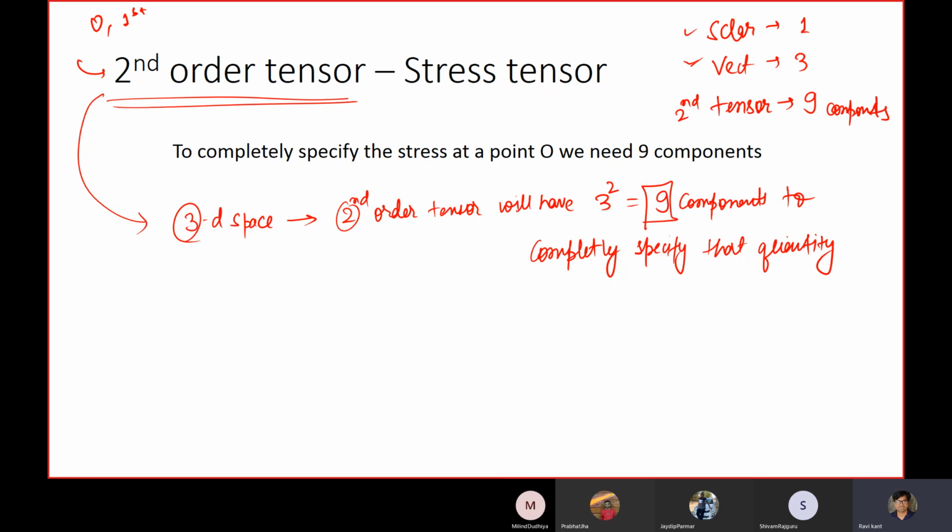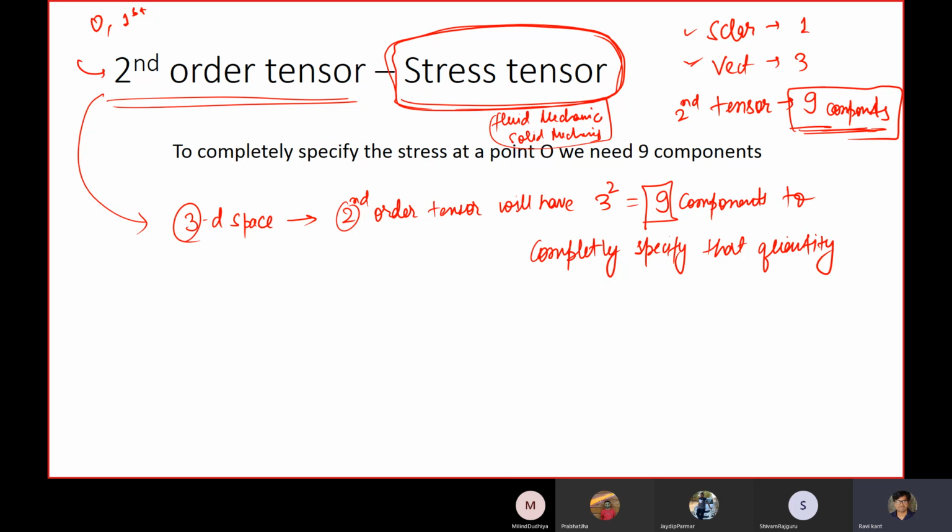One such example associated with 9 components is the stress tensor, which is widely used in our fluid mechanics. Not only fluid mechanics, in solid mechanics also. Okay, when you try to denote your stresses on a point, then you should have at least 9 components. Then only you will have specified everything. How? Let's see an example. Let's see how.